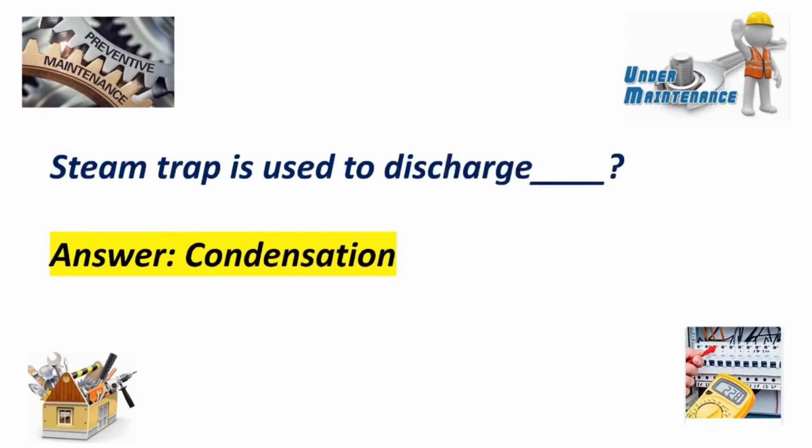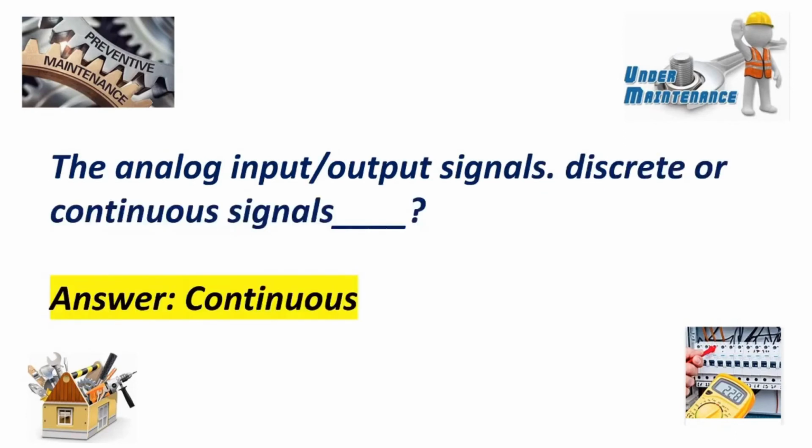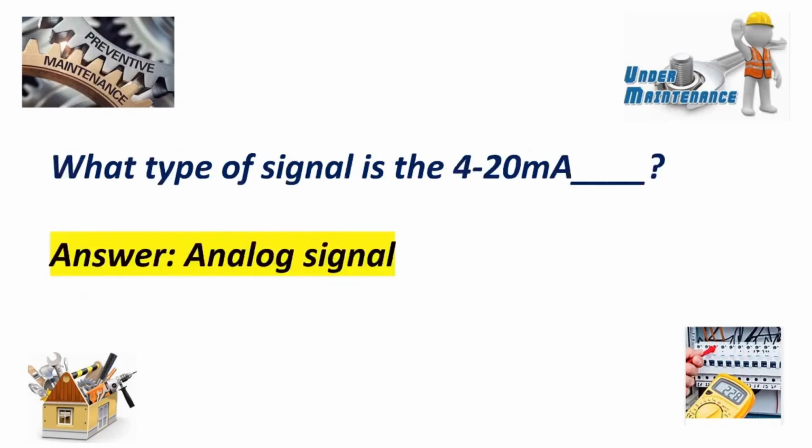A steam trap is used to discharge what? Answer: condensation. The analog input-output signals, discrete or continuous signal? Answer: continuous. What type of signal is the 4 to 20 milliampere? Answer: analog signal.